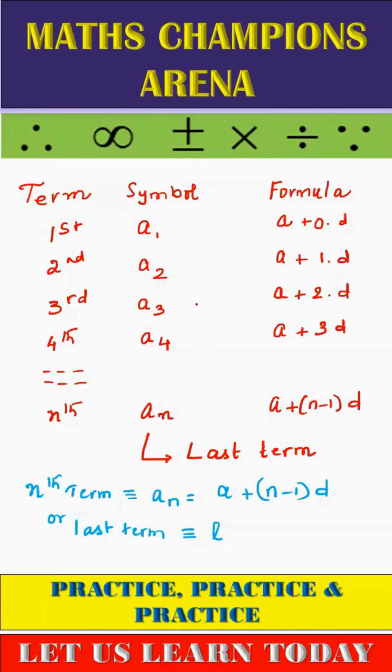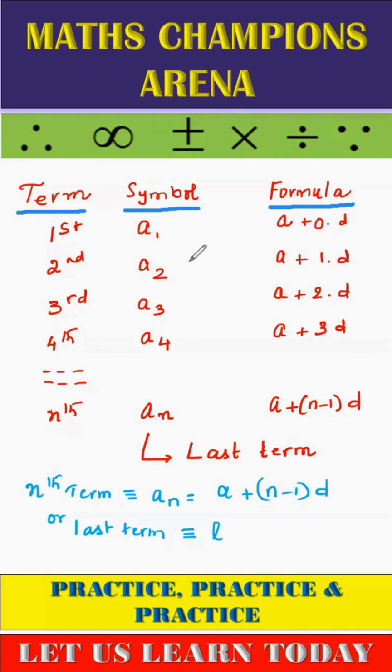This is the basic mathematics 9th session. So what are you trying to look at? We will be looking at this place. You can see the first row which depicts term, symbol, and formula. What does it show? The first term is represented by a1, and the formula is given as a plus 0d. That is nothing but a, because 0 into d is 0.